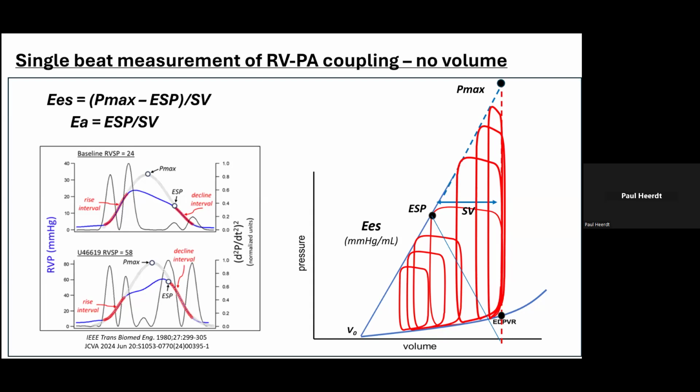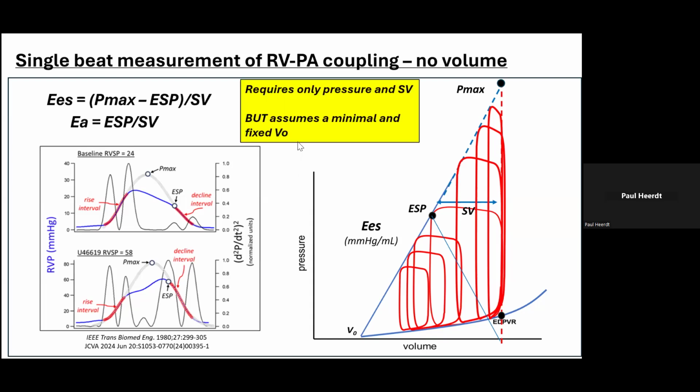And this can be done regardless of the morphology, for the right ventricle or the left, regardless of the morphology of the pressure wave. This is widely reported in the literature now. It requires only a pressure waveform in order to calculate your end systolic pressure and derive your Pmax. And you need a measurement of stroke volume, but it assumes a minimal and fixed V0, which, as I showed earlier, is not necessarily always true.